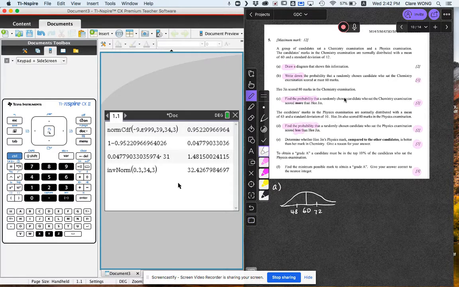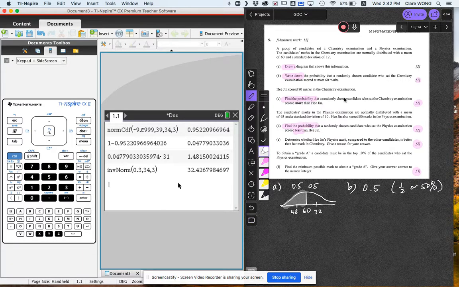Part B, write down the probability that a randomly chosen candidate who sat the chemistry examination scored at most 60 marks. So at most 60 marks. Well, this side is 0.5, this side is 0.5. 60 marks is the mean, so just halfway through. At most, that's 50%. The probability is 0.5. Well, of course, you can say half or 50% as well.